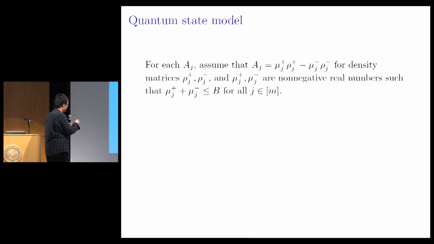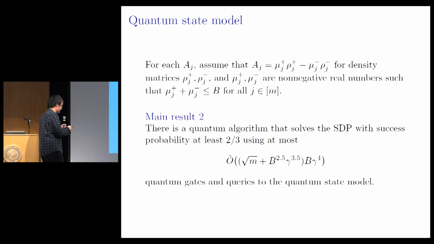So having this quantum state model, we indeed can give a better quantum algorithm, which is our second main result. We have a quantum algorithm with high success probability, using only this number of quantum gates and queries to the quantum state model. You see here that the dependence on m, the number of constraints, is square root of m. But the good thing is that the complexity bound is, or I should not say irrelevant, probably, it's only polylogarithmic in n. And we have a polynomial dependence on B, and also a polynomial dependence on gamma. But the good thing is that, at least from the explicit form here, we only have a polylog n dependence.